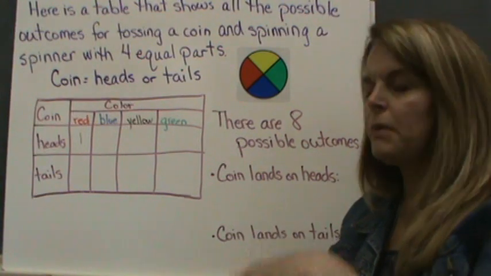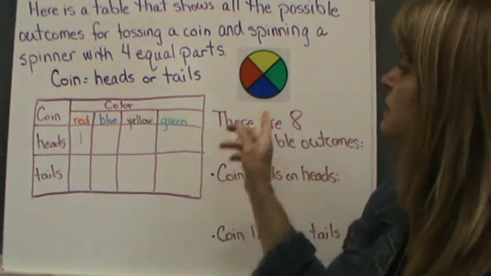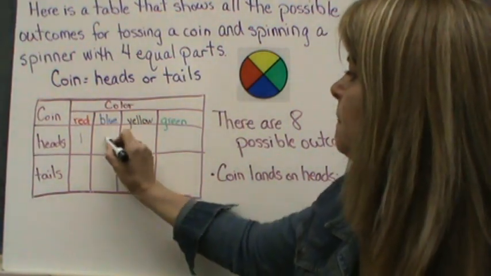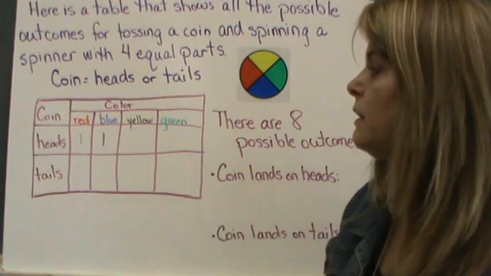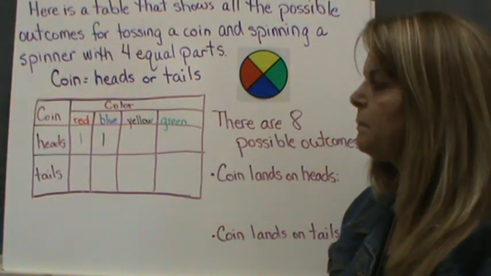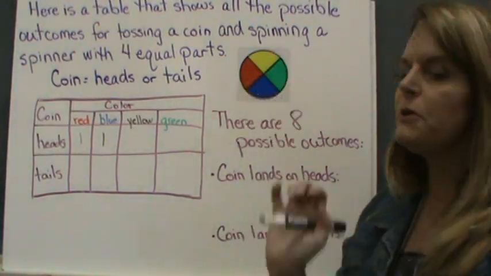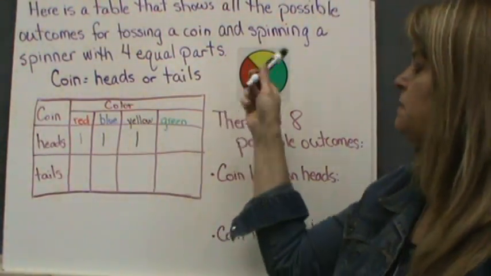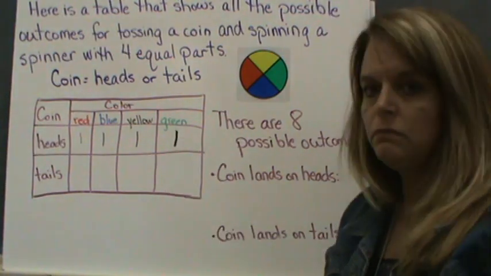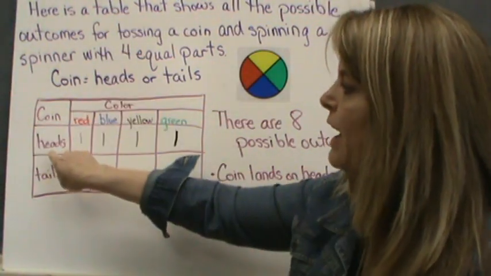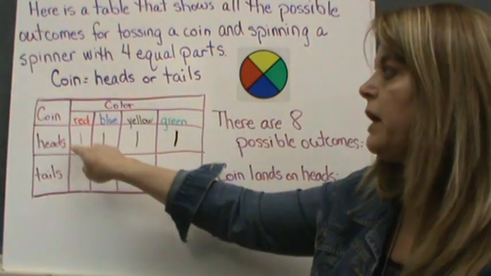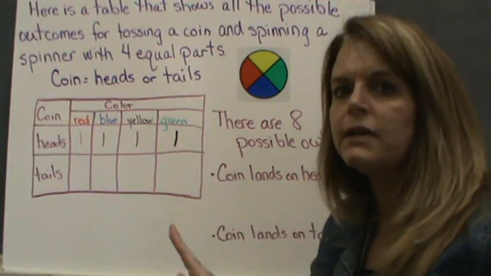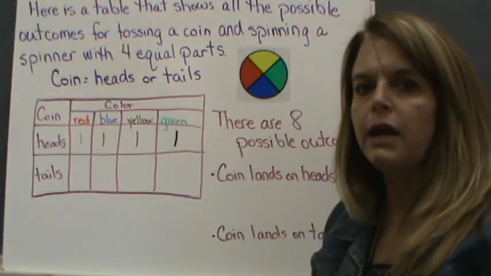I can flip my coin, it's going to land on heads. Spin my spinner, I get blue. That's another possible outcome. Something else I could get. If I flip my coin, I get heads. I could spin my spinner and get yellow. Flip my coin, spin the spinner, I could get green. So when my coin lands on heads, I could have heads red, heads blue, heads yellow, or heads green. There's nothing else I can get if my coin lands on heads.